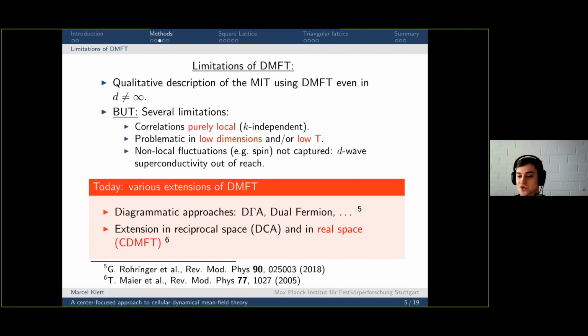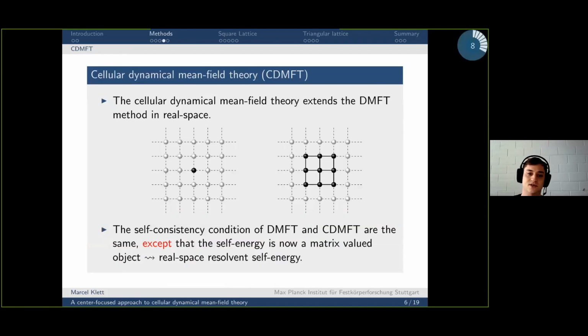So let me briefly go through the transition between DMFT and CDMFT. Well, lucky me, it's very easy to understand. We see on the left side the situation of DMFT, where we cut out one lattice site and define this as our impurity. And now the transition to CDMFT is just the fact that we cut out a whole impurity cluster and define this cluster as our impurity. Another good thing is that the self-consistency conditions and equations do not change. And if we solve CDMFT, what we end up with is a self-energy which has a real space dependency inside this impurity cluster.